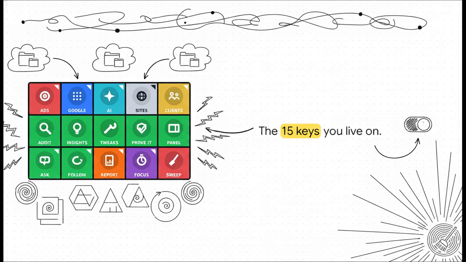So bringing that all together, this is your home screen. These are the 15 keys you essentially live on. Notice how it's structured. That top row is entirely dedicated to your destination folders. Ads, Google, AI. The middle row holds your daily, heavy-hitting AI prompts, plus that crucial panel toggle. And the bottom row holds your deeper folders and multi-action routines, like that sweep key sitting right there in the corner.